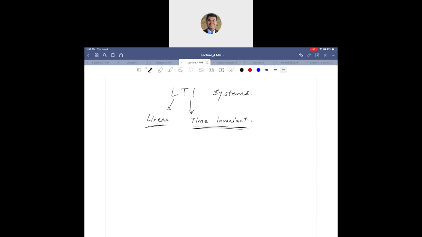In fact, one of the really important topics of this course is superposition. And if you have taken a circuits class, you might have heard the concept of superposition being used when you have multiple inputs, multiple sources.